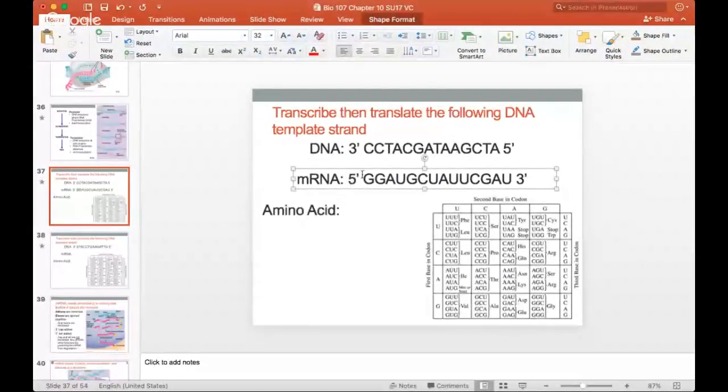So we're going from 5' to 3', and we're going to look for our start codon. Anytime you have to translate, you're going to look for this start codon, this AUG, and that is super crucial. Because if you start reading right here and you think this is a codon, your sequence is going to be wrong. You cannot start translating until you find this AUG.